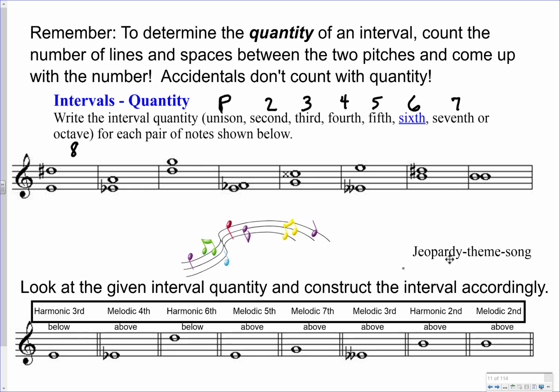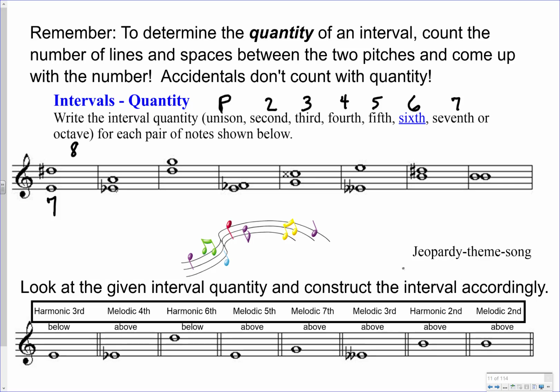And time is up. So hopefully, class, you were able to do this relatively quickly in the time allotted. Let's take a look at the first measure, and you can see that we have an E up to a D. Remember, accidentals do not count. So an E up to D, we're starting at the E and counting up: 1, 2, 3, 4, 5, 6. That is a seventh. So we write the number 7.